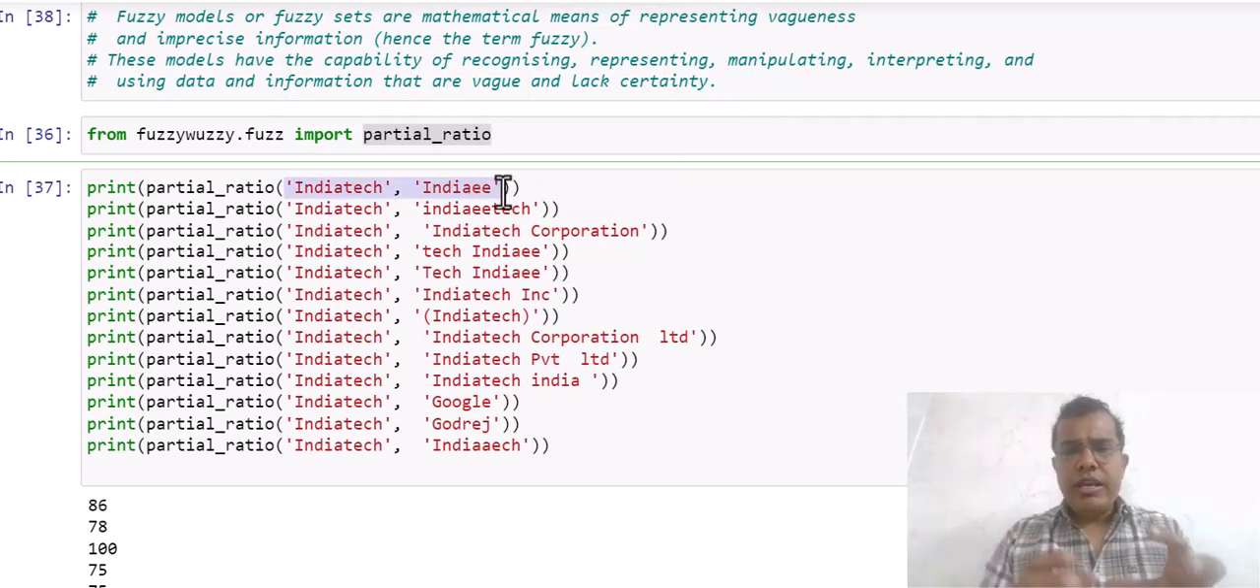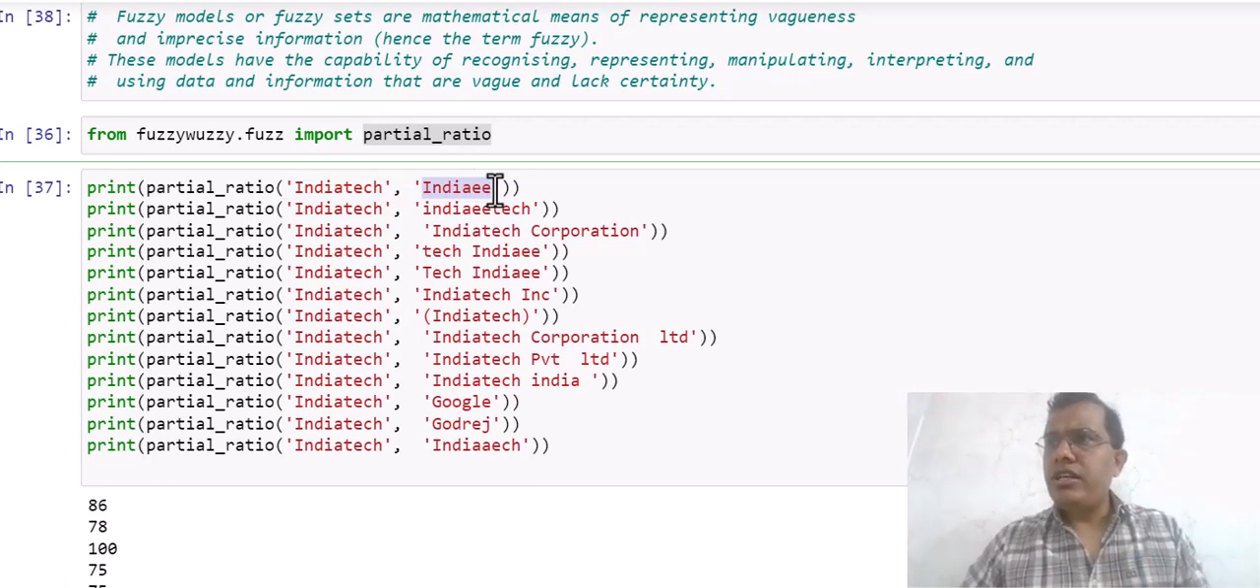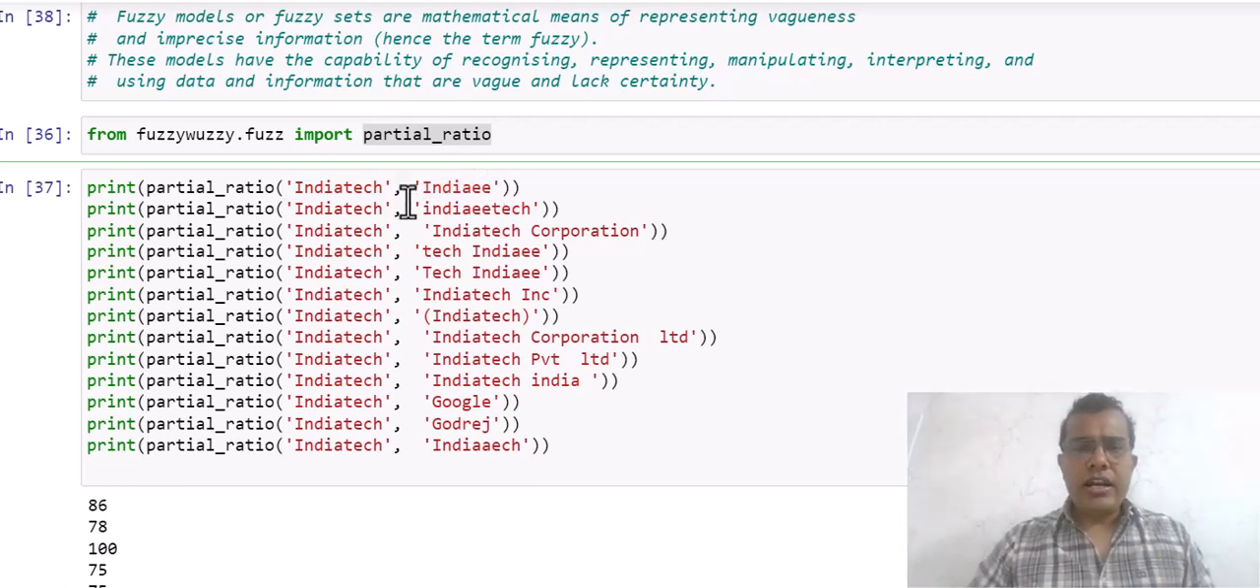So many times when we scrape the data from a website, or let's say we are reading the data which a user has given as feedback on some portal, we don't expect that every time the person would be using the proper spelling, or there might be some typo errors in your text data. So for example, the person should have written India, but by mistake, the spelling has got changed. So two extra E's got attached. Now, what is the similarity between India Tech and India E? Or between India Tech and India Tech?